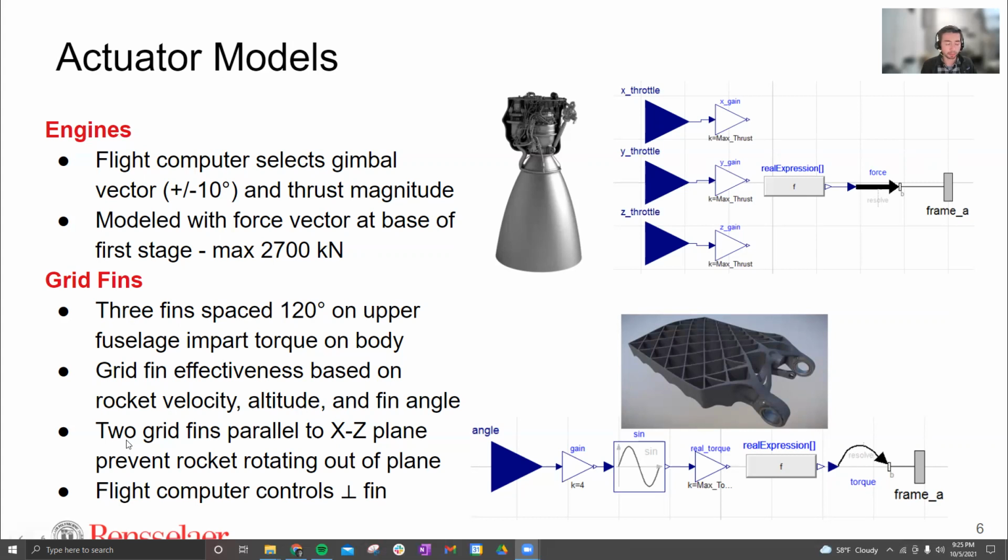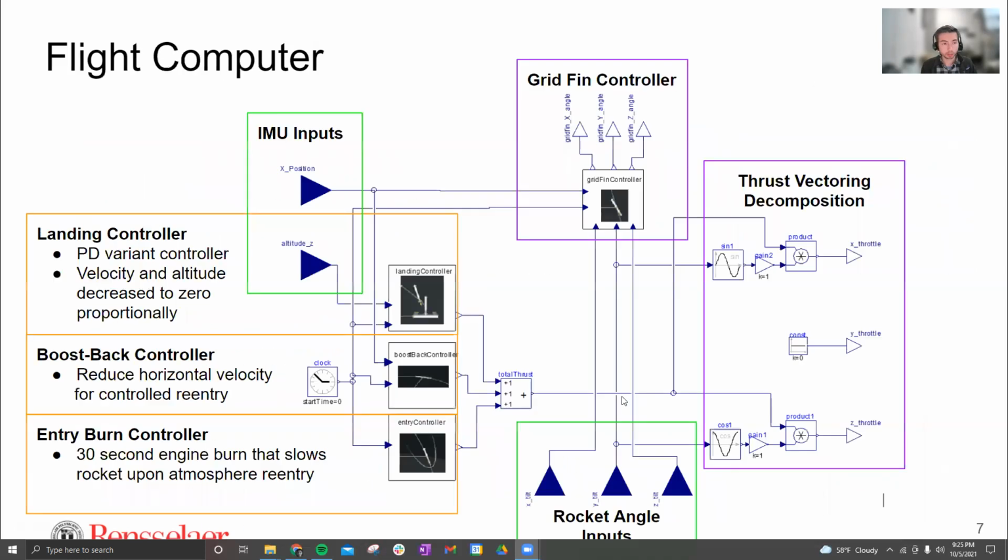And then, I mentioned 3 grid fins. 2 grid fins are parallel to the XZ plane, and those are simply preventing the rocket from rotating outside of this 2-dimensional plane. And then that 3rd grid fin is the primary one, the one that is being controlled by the flight computer. All right, so let's move on to the flight computer.